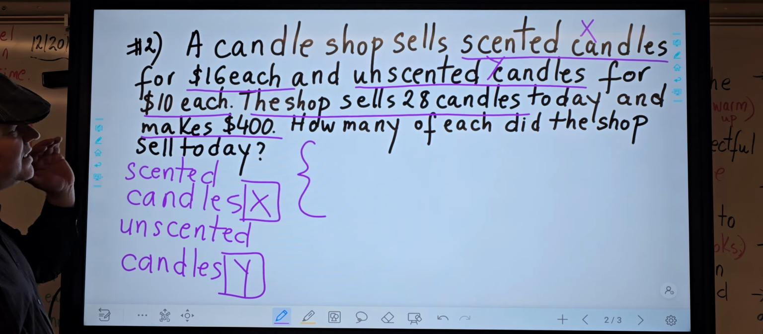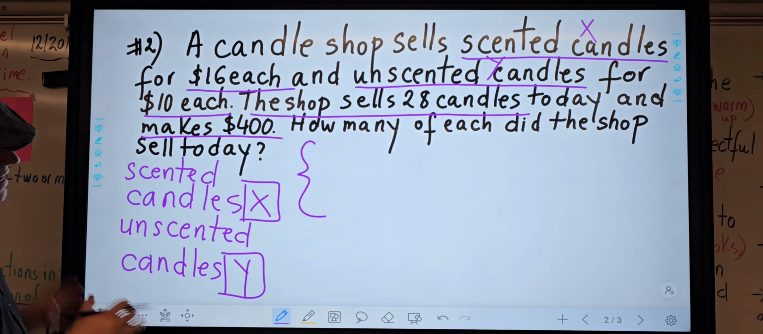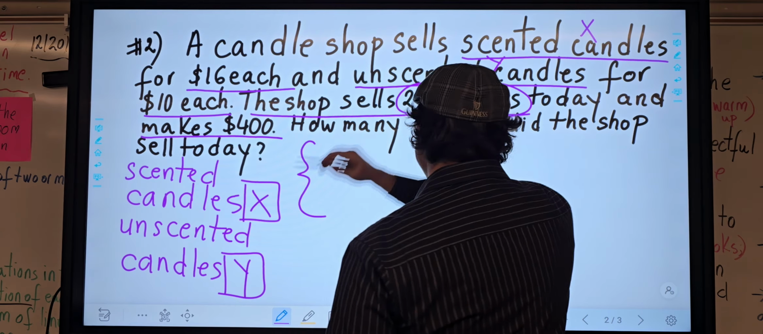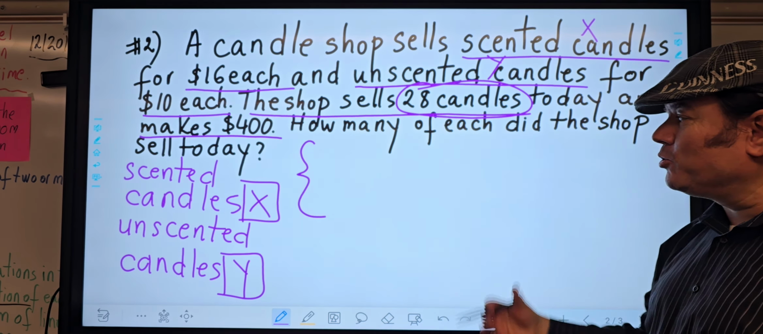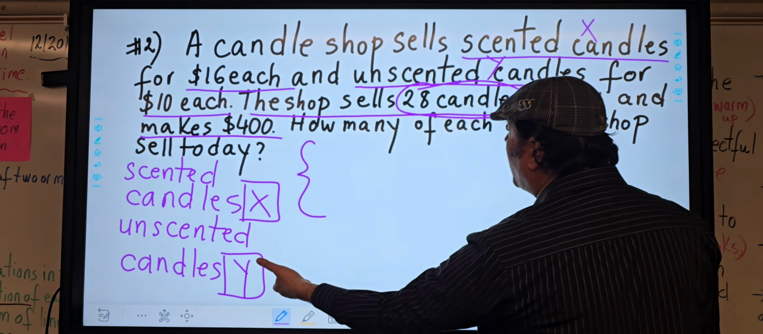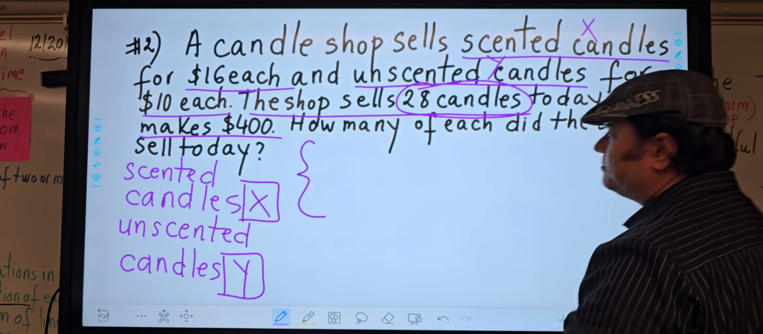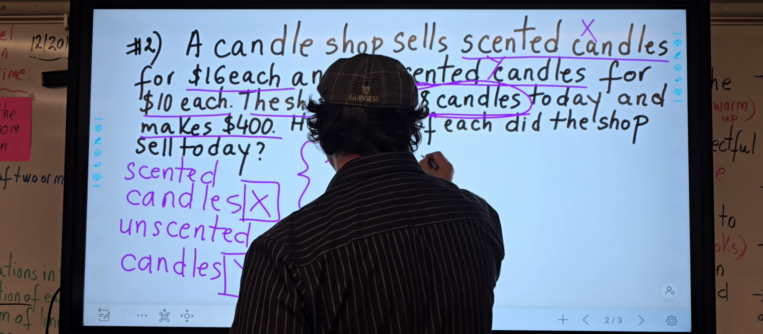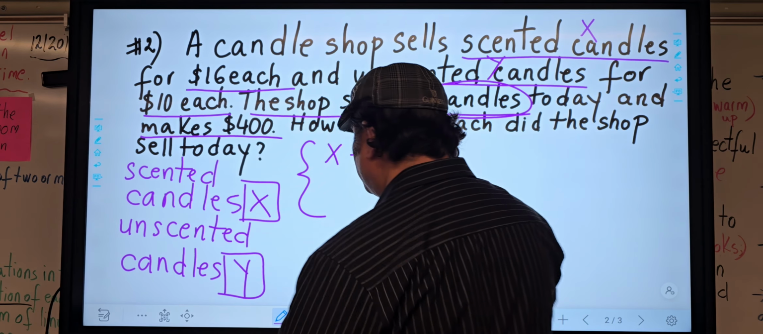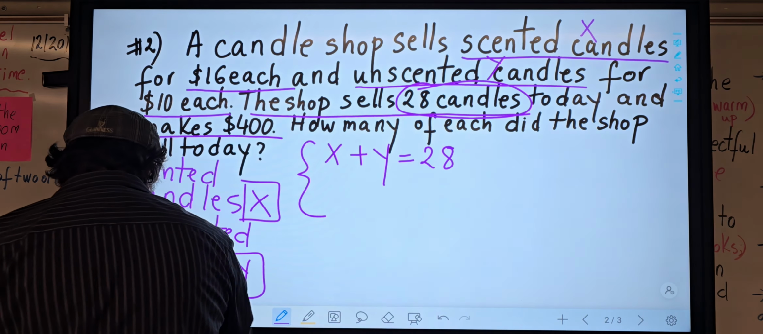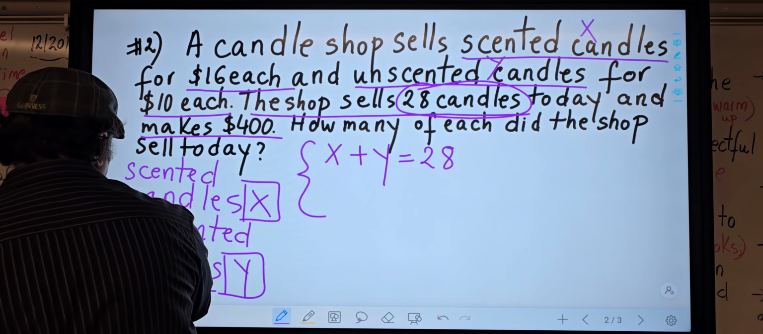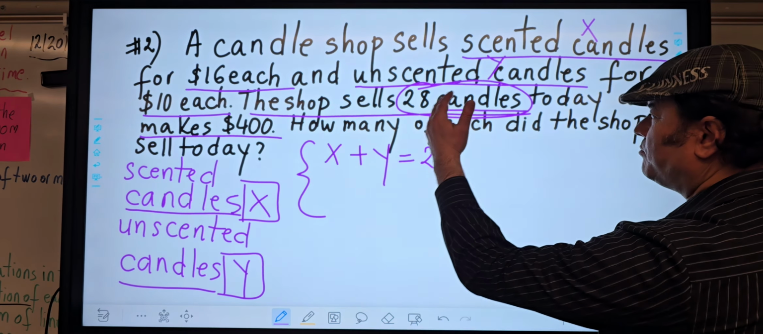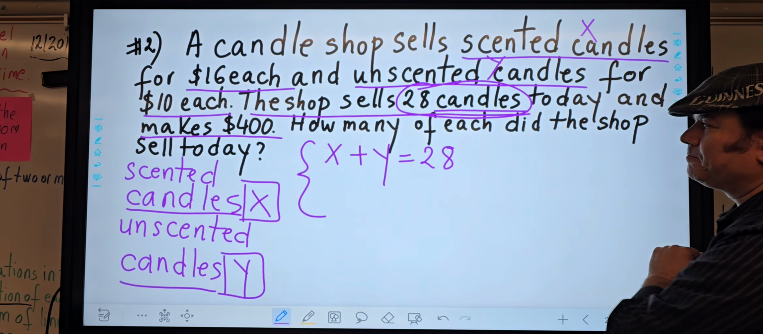And we know that the scented and the unscented together, we have 28 candles. They have 28 total. So the first equation would be X plus Y equals 28, because it talks about the candles.